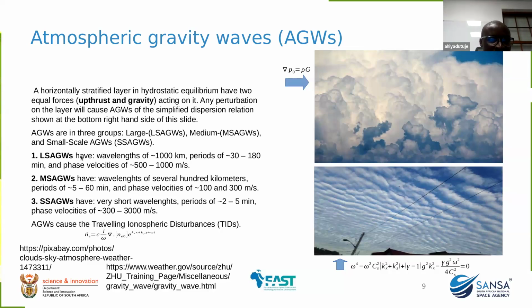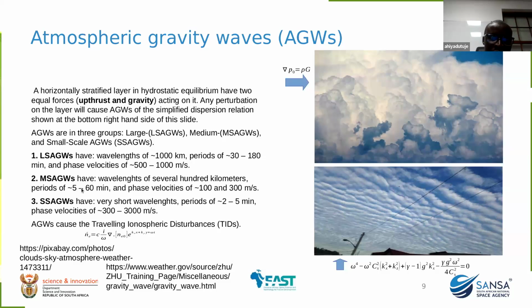You have large-scale atmospheric gravity waves, with a wavelength of more than around 1,000 kilometers, a period of 30 to 180 minutes, which is half an hour to 3 hours, and a phase velocity between 500 and 1,000 meters per second. The second group is the medium-scale atmospheric gravity waves with several hundred kilometers of wavelength.